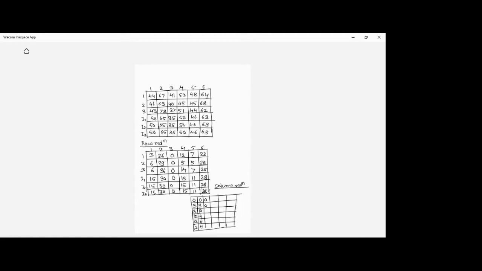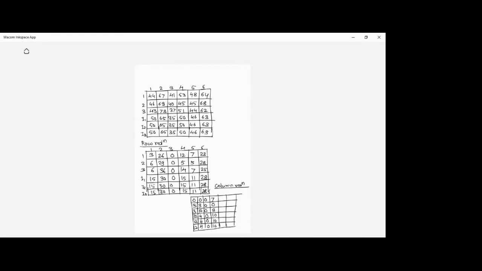The next column we can skip because it consists of all zeros. For the next column, the minimum value is 5. 12 minus 5 is 7, 5 minus 5 is 0, 14 minus 5 is 9, 15 minus 5 is 10, 10, and 10 here.